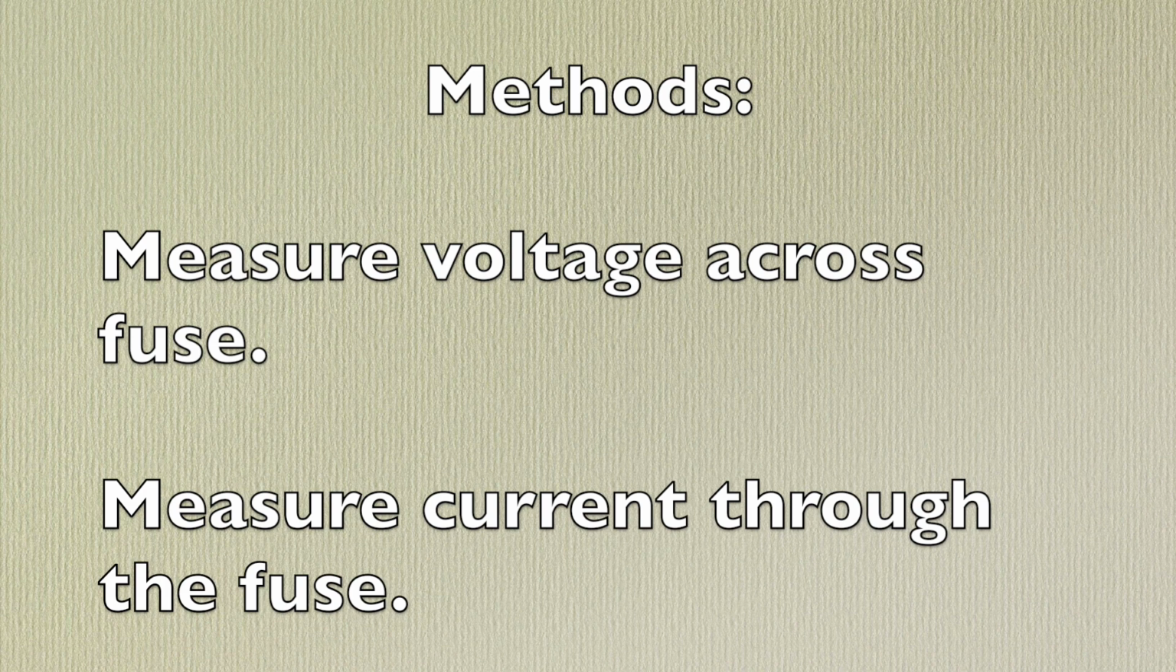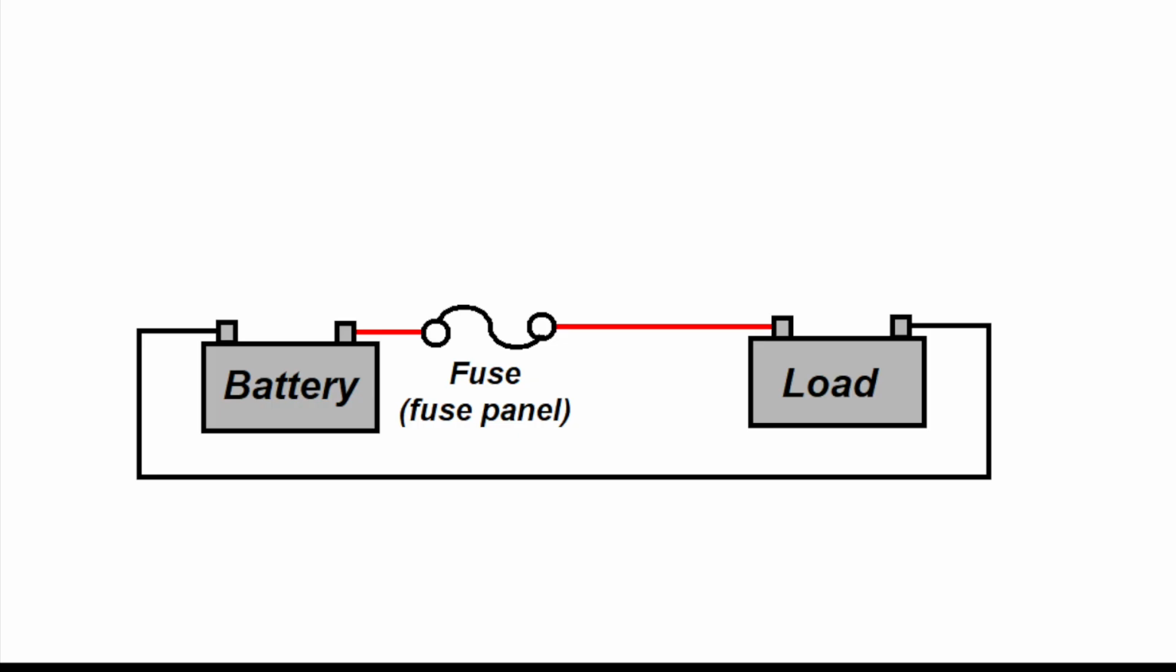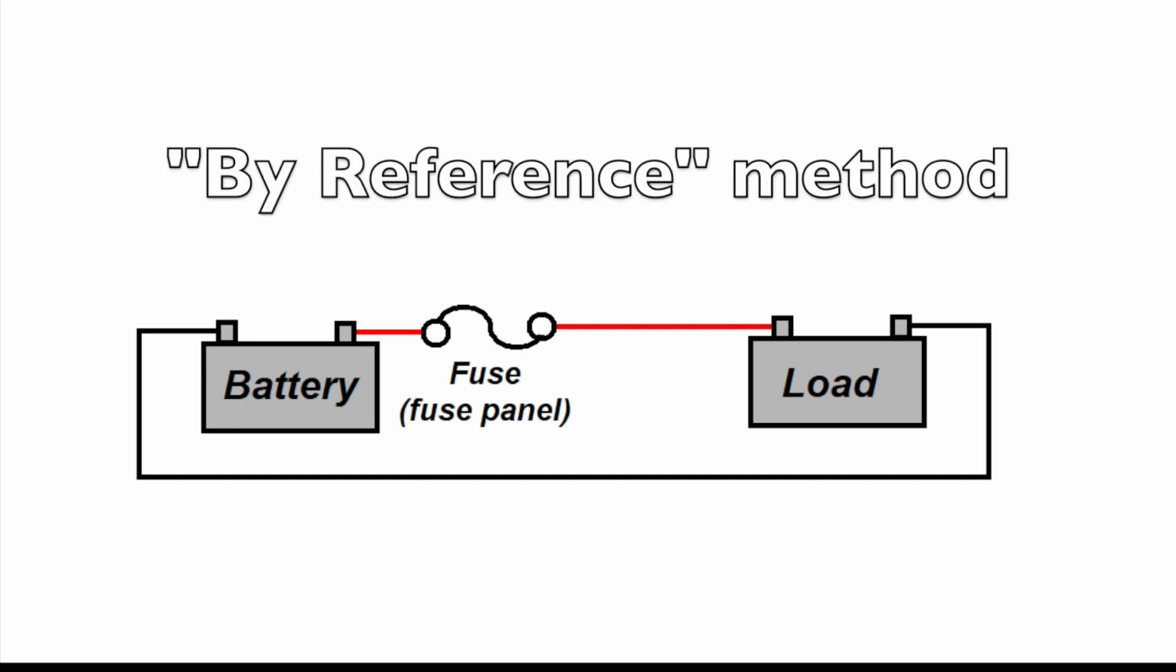Now that you know how your RV's DC system is configured, we need to measure the standby currents for each individual circuit. There are two different ways to do this. You can measure the voltage across the fuse for that circuit, or you can measure the current going through the fuse. The method you use is dependent on your skill level and the equipment that you have on hand. The easiest method is the voltage, or what I like to call the by reference method.